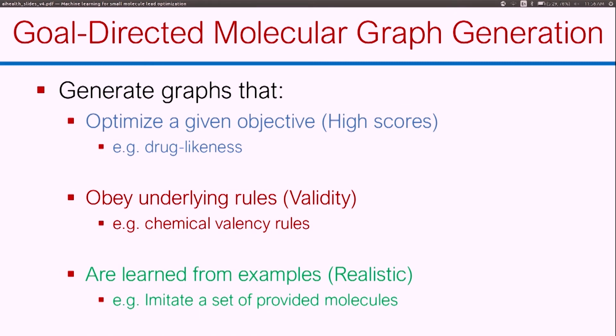So we basically want a model that can generate graphs that fulfill three objectives, right? We want it to generate graphs that can optimize for a particular objective, for example, drug likeness or potency. We want these graphs to obey underlying rules, like, for example, obey chemical laws. And also, on top of being valid, we also want these graphs to be realistic as well.